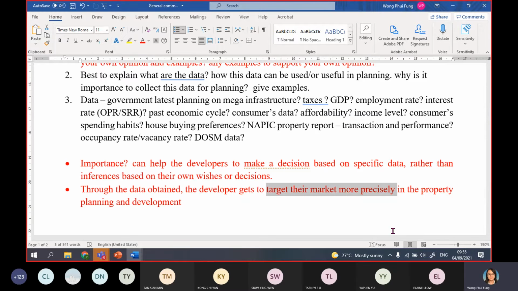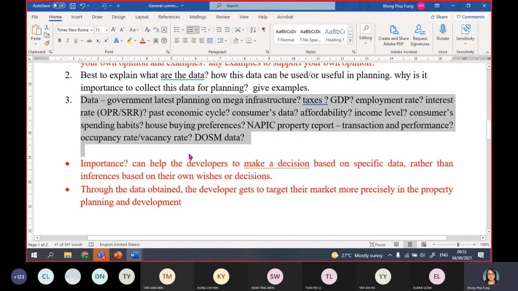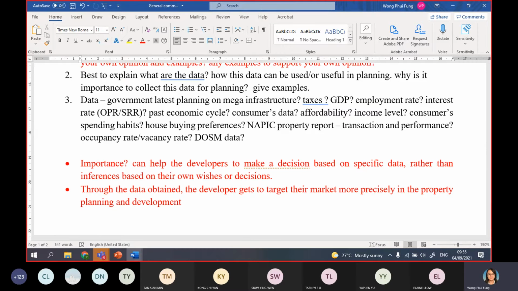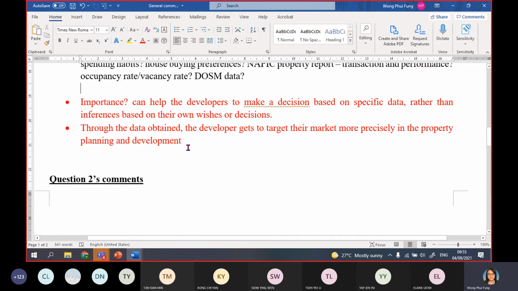You have to give some example, like I mentioned here. Why is this data important? How does it help them in their planning? Think about it: without this data, what are the consequences? For this question, you can have many types of answers. As long as when I read, I think that it makes sense and is acceptable, then your answer is considered okay. All right, so that is question number 1.